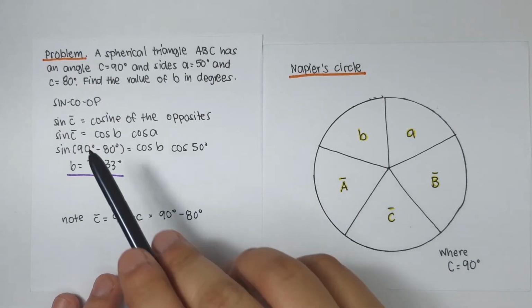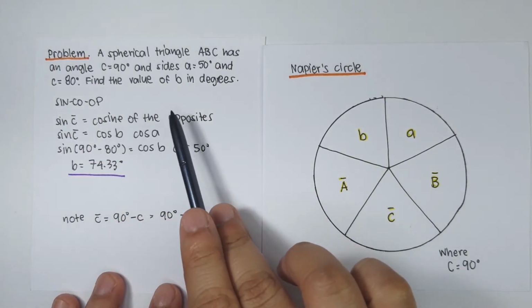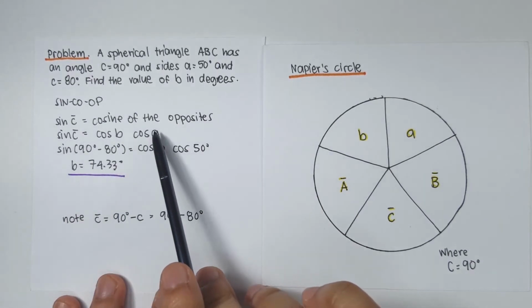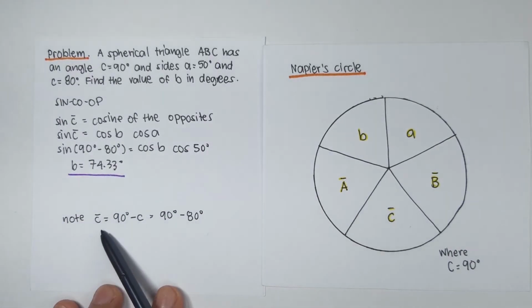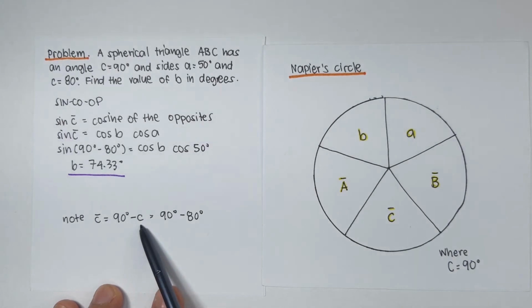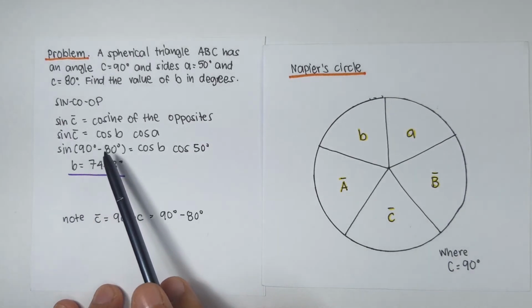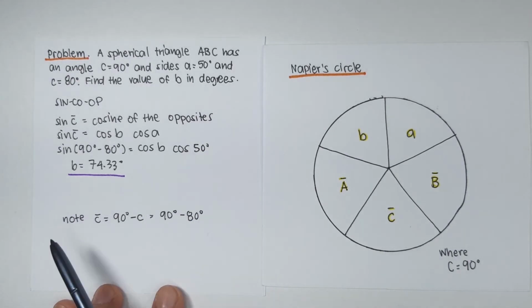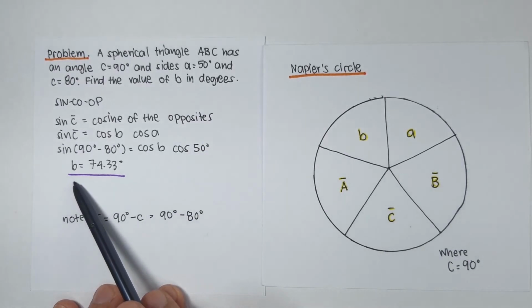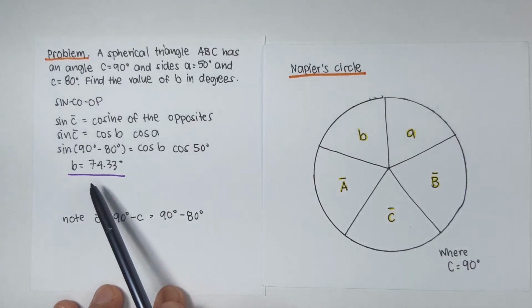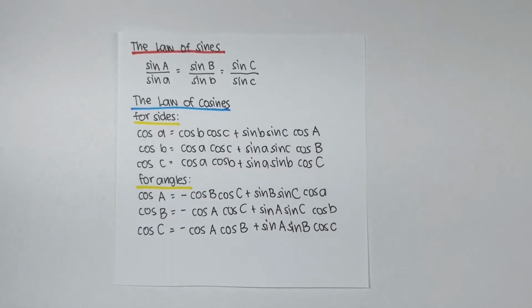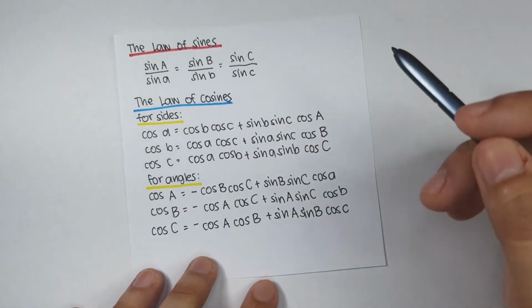So sine C bar is equal to cosine of opposites. That is, sine C bar is equal to cosine of B times cosine of A, where C bar is 90 degrees minus C. So we have sine of 90 degrees minus 80 degrees equal to cosine B times cosine 50. Solving for B, we get B is equal to 74.33 degrees. So now you know how to solve right spherical triangles, and that is by using the Napier's rule.